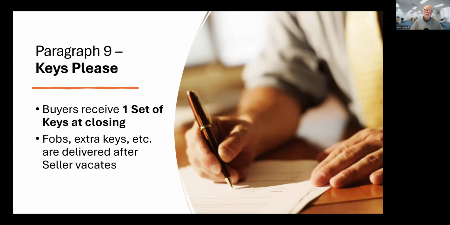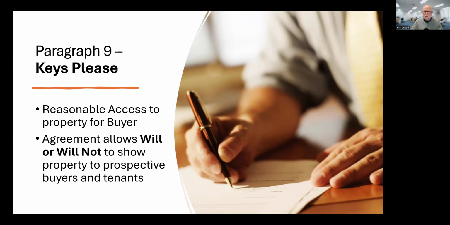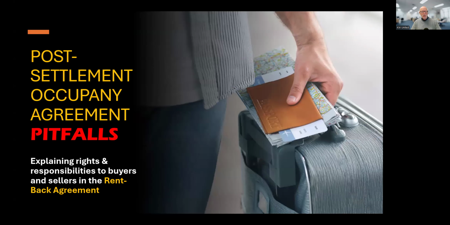Okay. Reasonable access is allowed to the buyer. I mean, they could, if they want, put stuff in the garage, but that has to be agreed to. The agreement does allow will or will not show property to prospective buyers and tenants. So if they say no, then no, the buyer can't come in with tenants to show the property when they're trying to get done in those last two weeks. Okay. All right. So that is the basics of it.